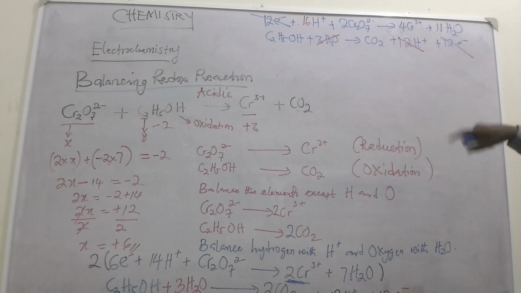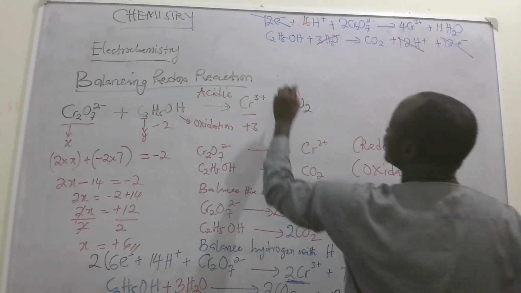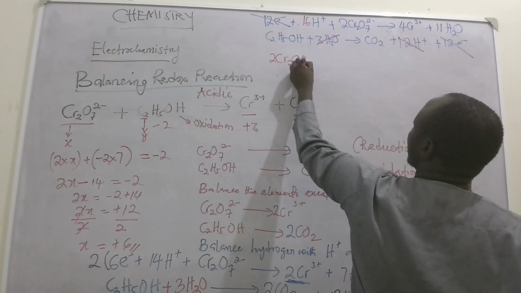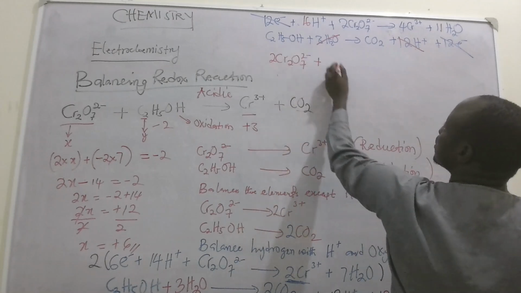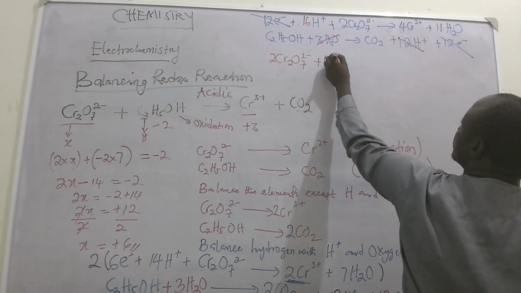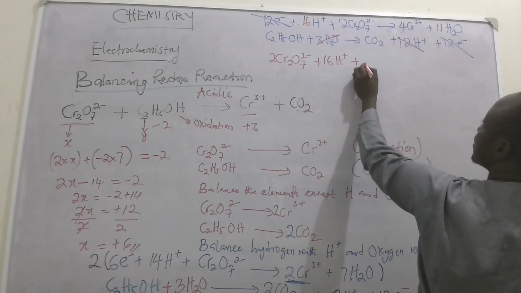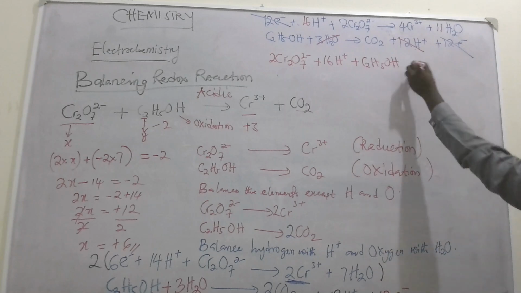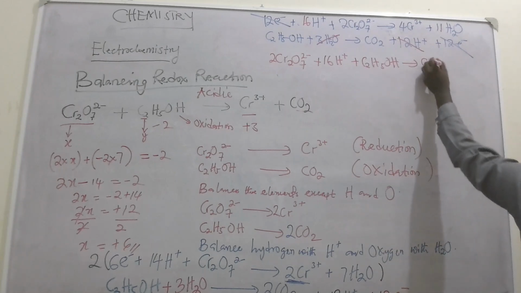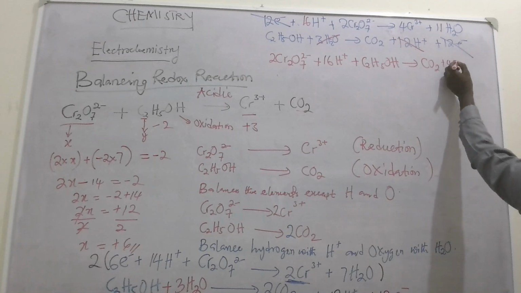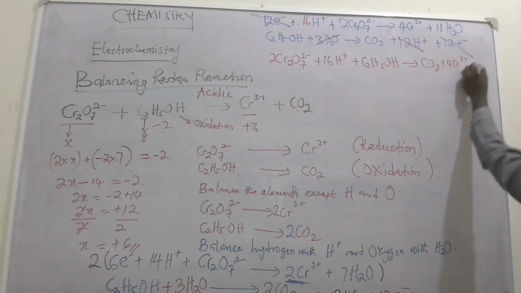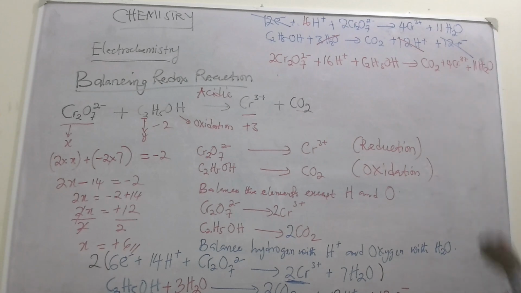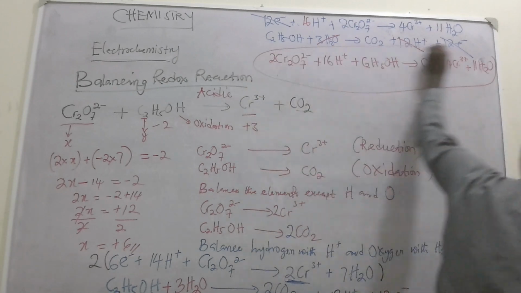So at the end, the final balanced redox reaction is now going to be 2 molecules of chromium ion plus 16 molecules of hydrogen ion plus C2H5OH, and on the product side we have CO2 plus 4 molecules of chromium ion plus 11 molecules of water. So this is the balanced redox reaction.